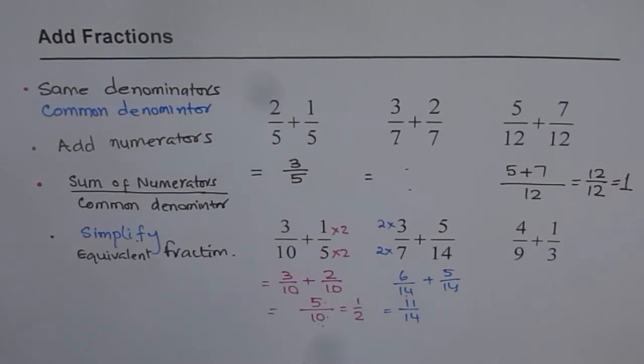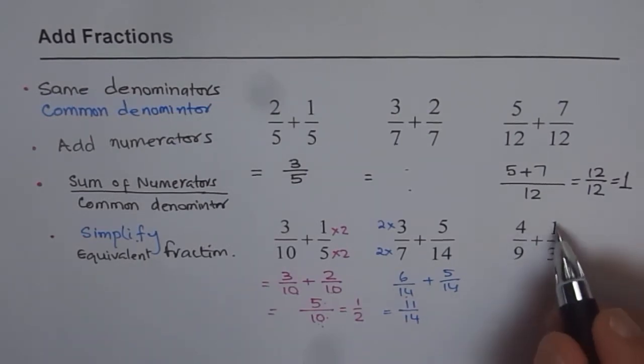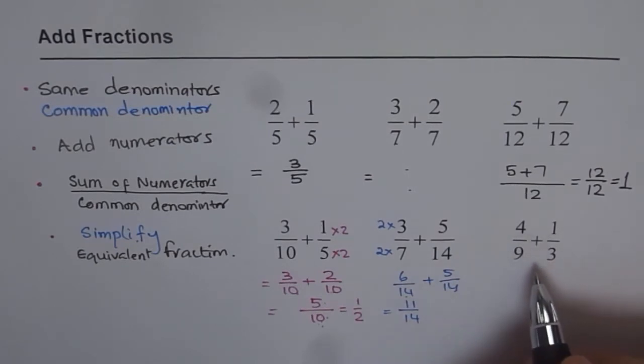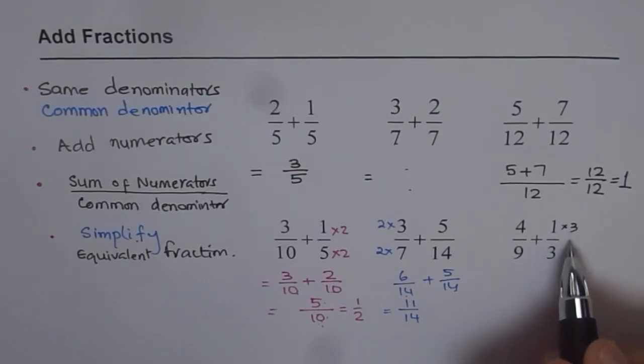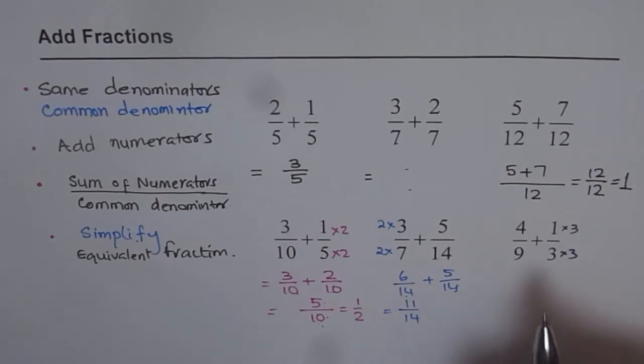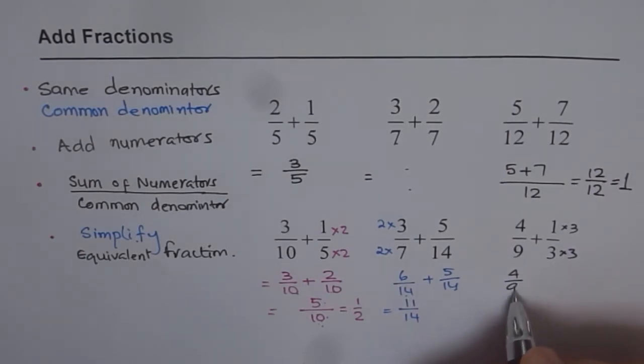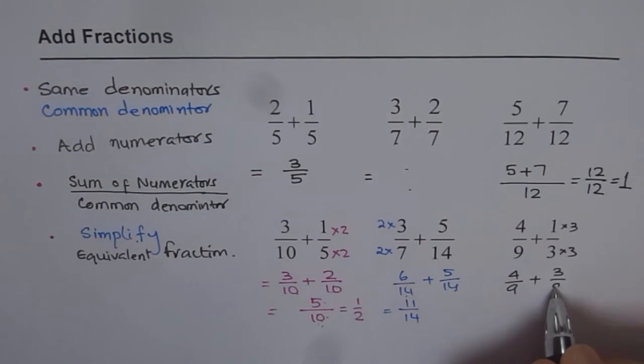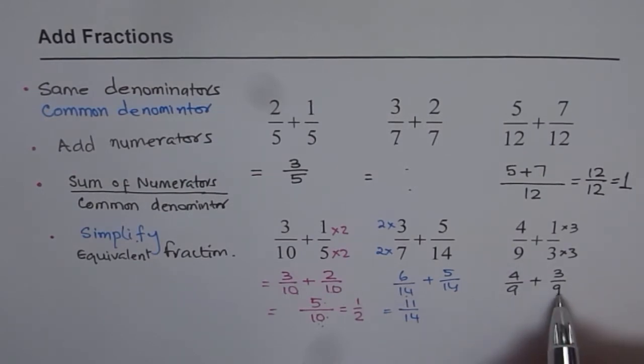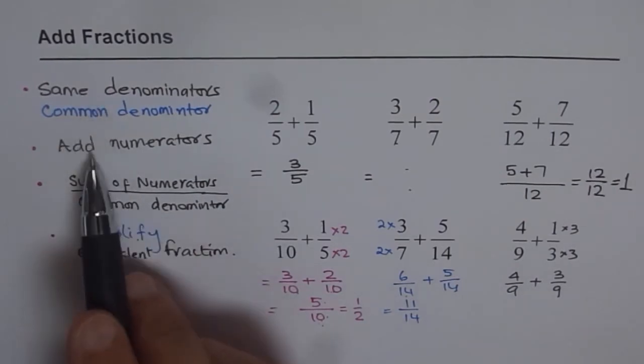Okay? Now let's do the last one, which is 4 over 9 and 1 over 3. Now 9 is a multiple of 3 and we know 3 times 3 is 9. So we'll multiply both numerator and denominator by 3 and so we get 4 over 9 plus 3 over 9. Now we have a common denominator. So when same denominators are there, we can add numerators.